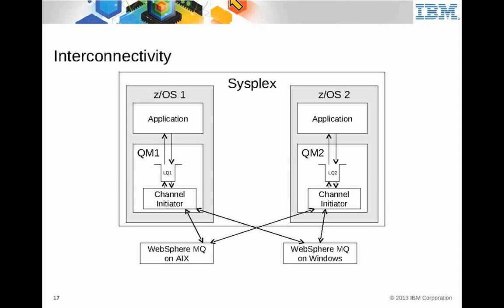There's a question in the room. Could it be one-to-one or one-to-many? So the question is, can this be one-to-one or one-to-many? And the answer is it can be one-to-many. I mean, it can actually be many-to-many. You can have a Windows Queue Manager talking to 10 other Queue Managers, and you could have 10 Queue Managers all talking to each other.